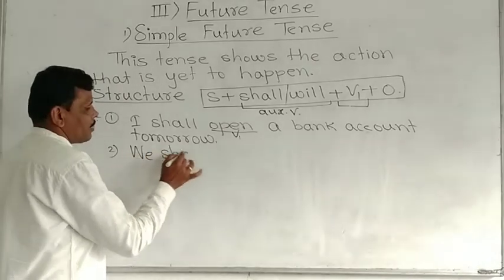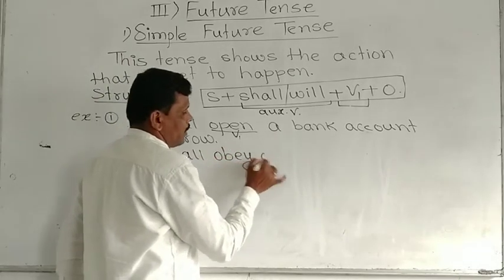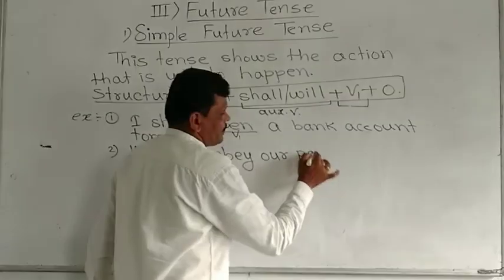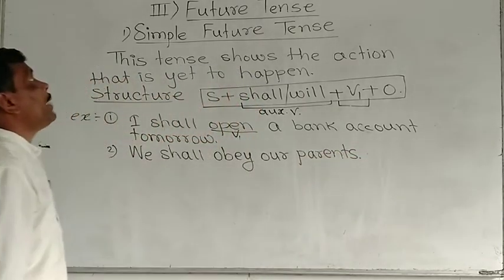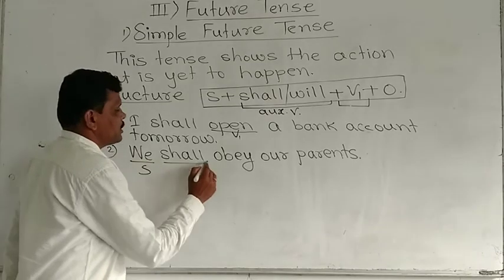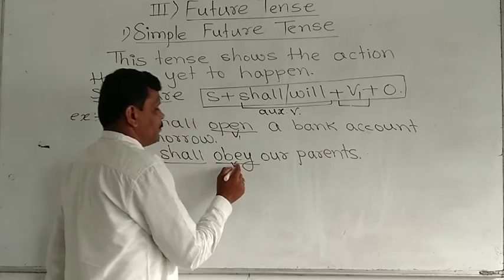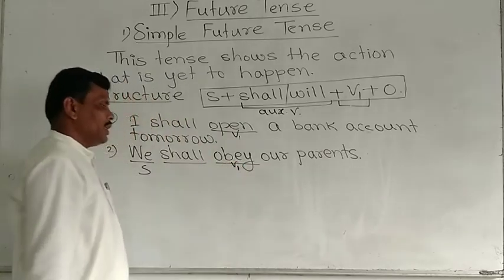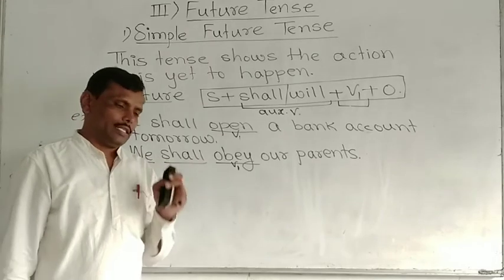We shall obey our parents. Here we is the subject, shall is an auxiliary verb and obey is V1, the base form. Shall plus V1 is the simple future tense.